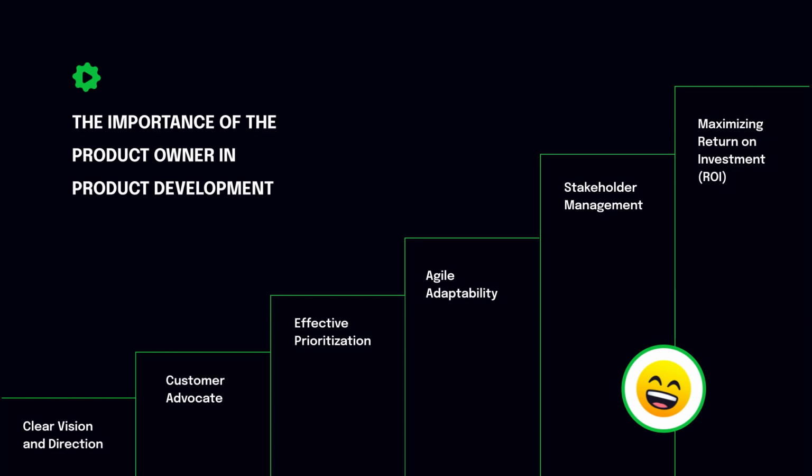In conclusion, the product owner is a key player in product development. Their clear vision, customer advocacy, effective prioritization, adaptability, stakeholder management, and focus on ROI are key to aligning the product with customer needs, business objectives, and market trends. And that makes for successful and valuable products.